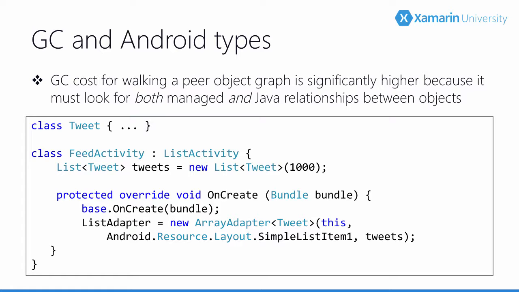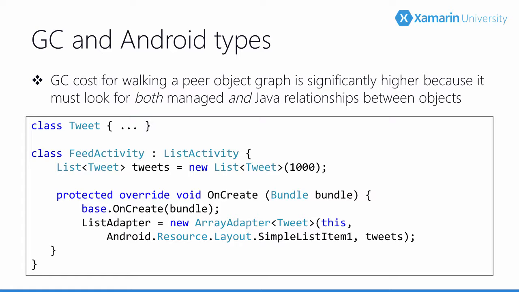Now, when the GC system runs, it's going to identify peer objects that are held by the system. And remember that these are objects that ultimately represent some Java thing, such as our feed activity here. Because FeedActivity derives from ListActivity, which is a Java thing, FeedActivity becomes a user peer that we're going to work with. And we saw that the GC has to take some special steps to clean these objects up, because it has to actually interact with the JVM's GC in order to properly get rid of the memory that's associated with this.